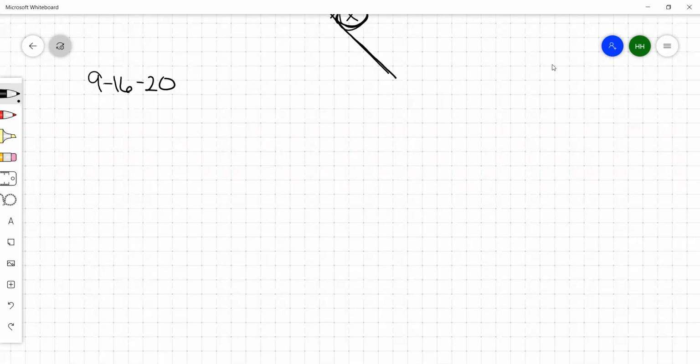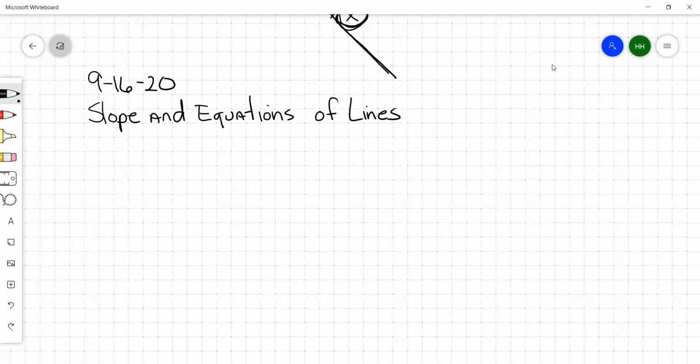And we're going to start off with slope and equations of lines. Slope and equations of lines. All right, slope of a line.